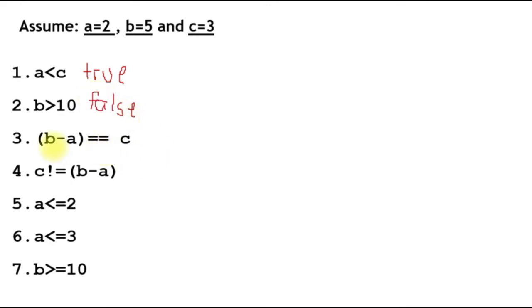Next, B minus A is equal to C. Ano yung value ng B? 5, A is 2. So, unahin natin yung sa loob ng parenthesis. 5 minus 2 is 3. Then, i-compare natin sa value ng C, which is 3. So, 3 is equal to 3. Anong sagot? The answer is true.